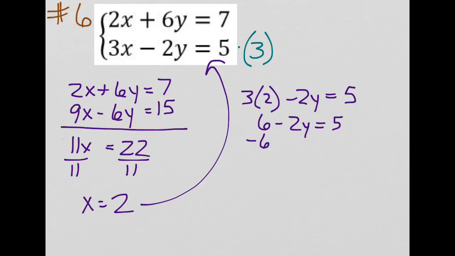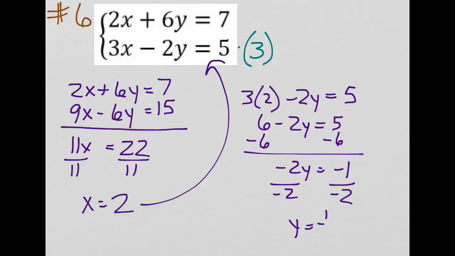Let's subtract 6 from both sides. Negative 2y equals negative 1. Divide both sides by negative 2, and y equals 1/2. There we have it. Our x-coordinate is 2, and our y-coordinate is 1/2, or 0.5. I don't care if you write it as a decimal. And so we have solved that system of equations using elimination.